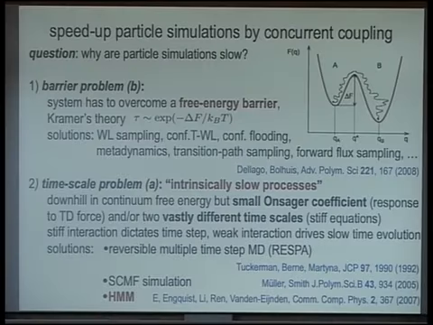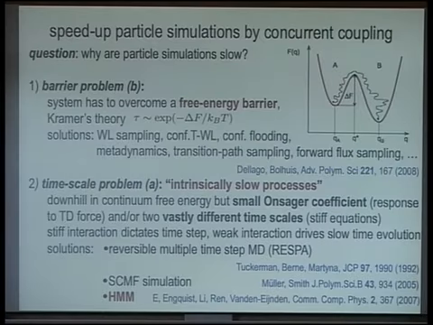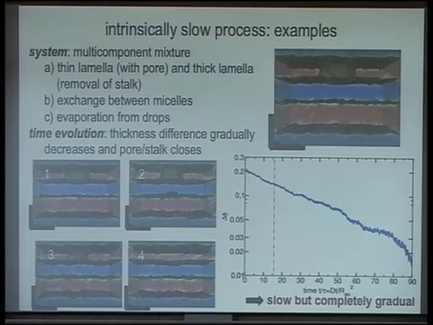And the typical situation for this case is that you want to move one component across a domain of another component. The Onsager coefficient here is typically proportional to the density of that species, so it's proportional to phi A. In an incompressible system, actually, it's proportional to phi A times phi B, because the fluxes of A and B have to cancel. And so if you have to move something through an almost pure domain, the Onsager coefficient is very small. Okay, good. Let me give you two examples of those intrinsically slow processes.